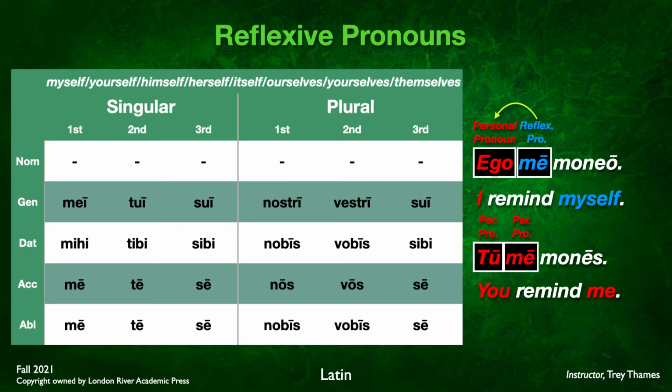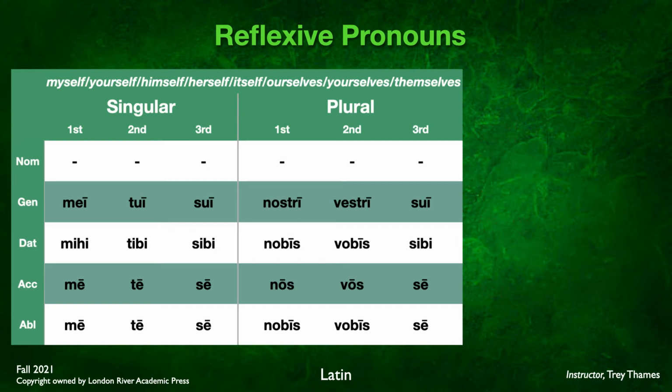In the second example, tu is a second person personal pronoun and me is first person. So it can't be reflecting or bending back towards that subject. It's simply you remind me. Tu me mones. Let's try another couple examples.